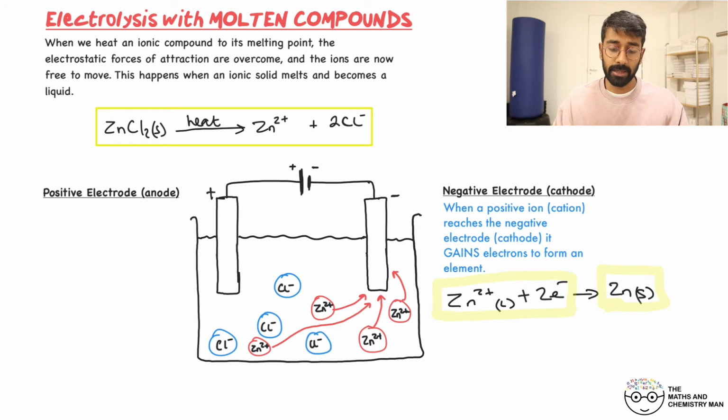So that's what's happening there. And remember, we're gaining 2 electrons. That there is called reduction. Okay, so it's a reduction reaction because we're gaining 2 electrons.